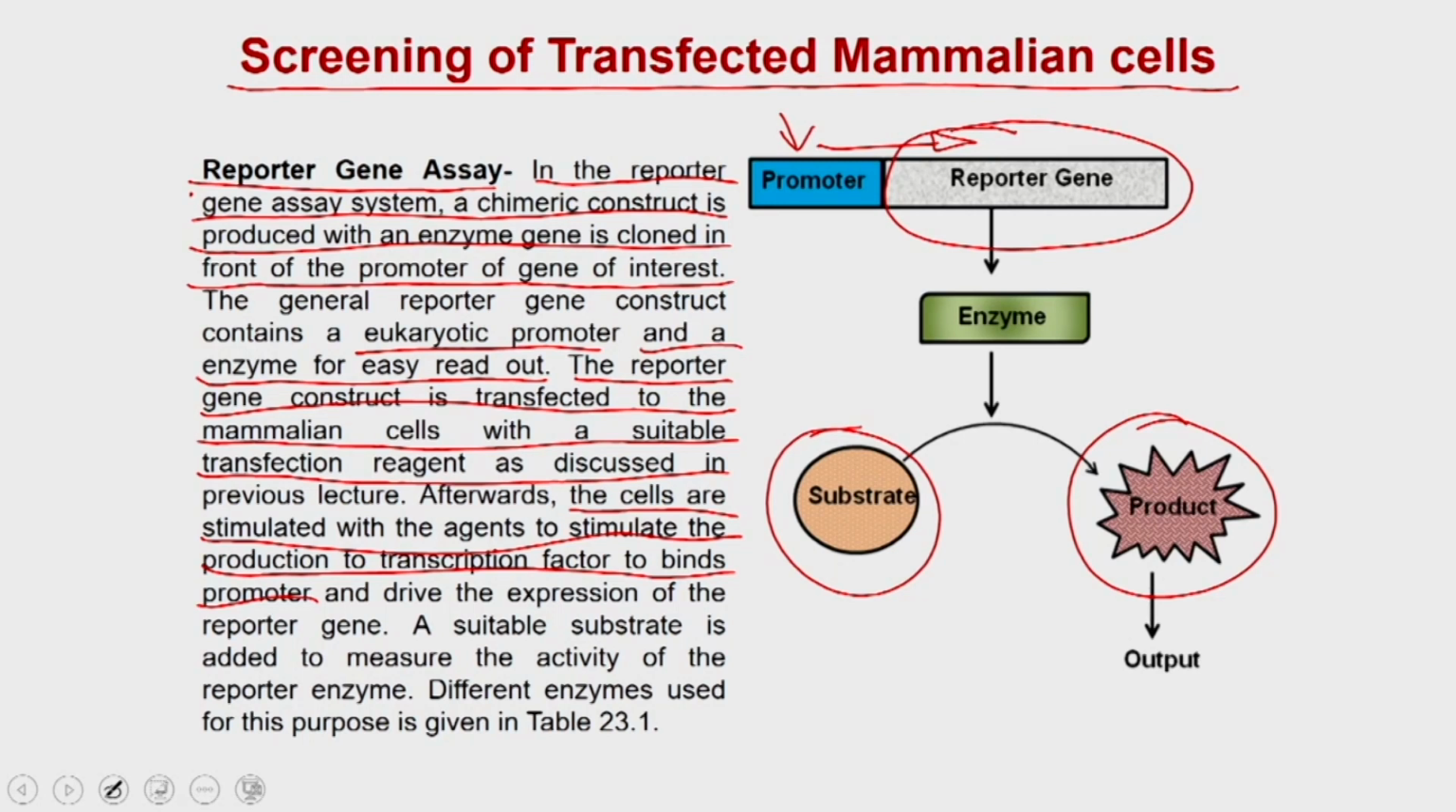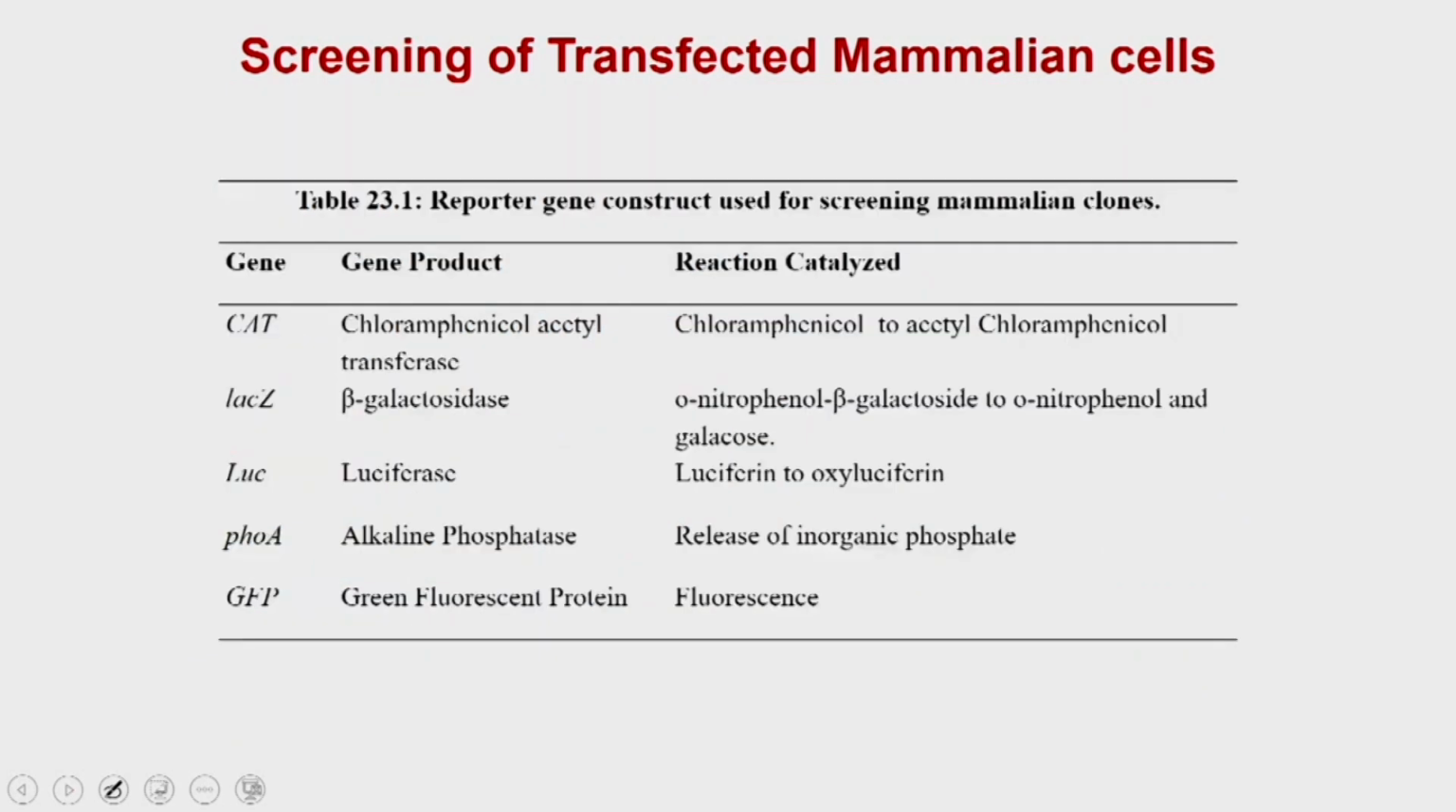And once the translation of the reporter gene is done, it is going to produce the enzyme, and this enzyme is going to process the substrate to form the product, and that product can be measured by many means. For example, it can be measured by fluorescence method or luminescence method or a simple colorimetry method. A suitable substrate is added to measure the activity of the reporter enzyme. There are several examples of reporter gene systems. So, in different systems, you can use different types of reporter gene constructs.